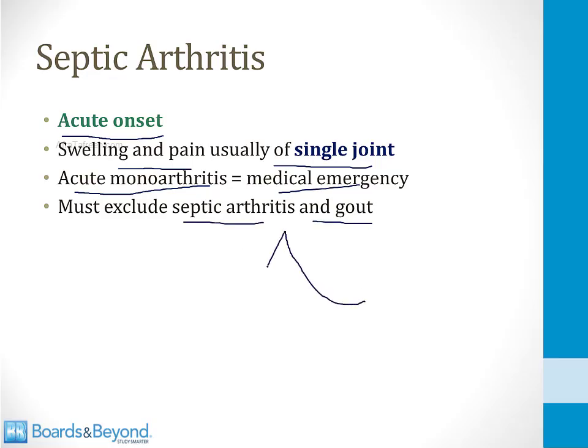Both of these are serious conditions that can progress and destroy the joint. Septic arthritis can even progress to sepsis and death. So you don't want to ever ignore the acute onset of a monoarthritis. In osteoarthritis, patients usually don't have an acute onset. They present with slowly progressive symptoms of multiple joints.